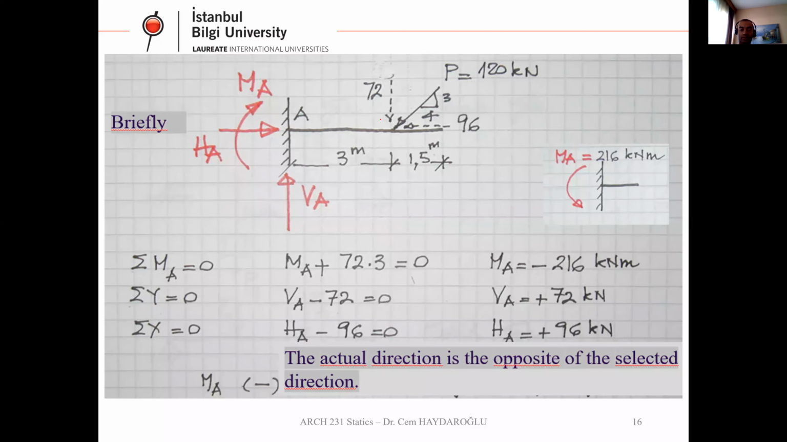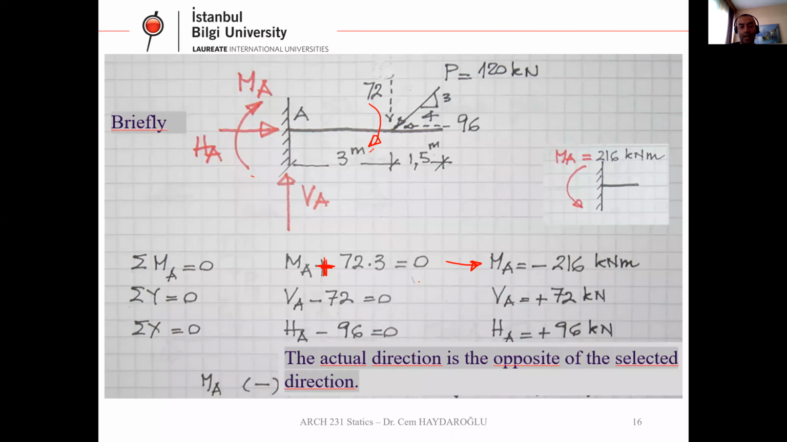So this turns the system in this direction, rotates the system in this direction. 72 times 3. So when we look here, this moment and this MA, they're in the same direction. That's why this is positive, as you can see, equals 0. So if we do this calculation here, MA is minus 216 kilonewton meter.